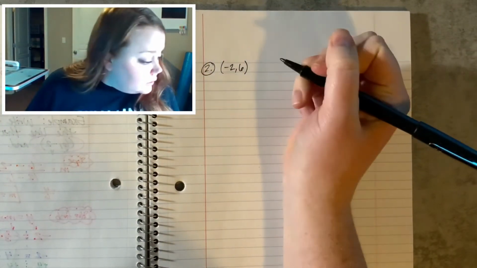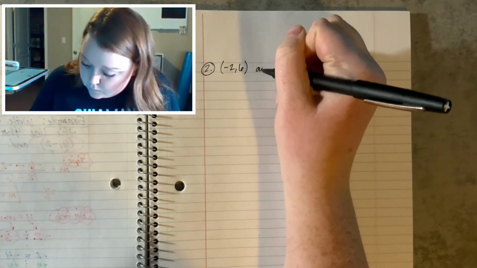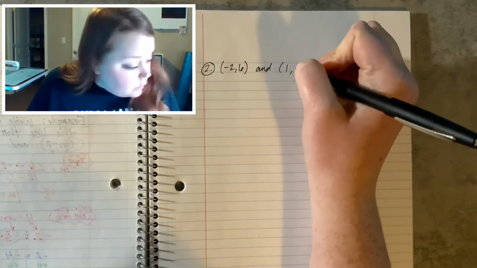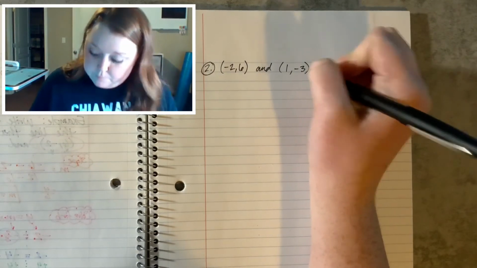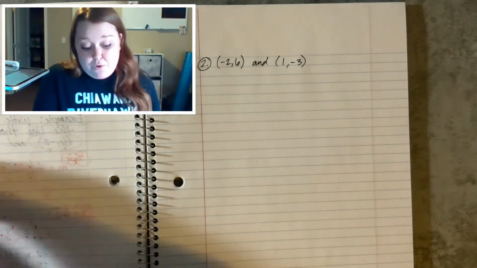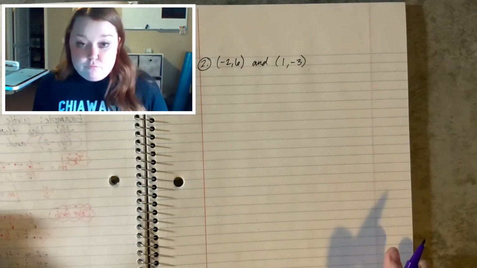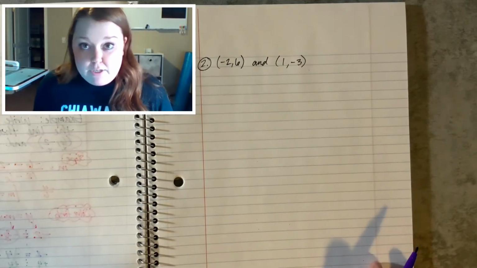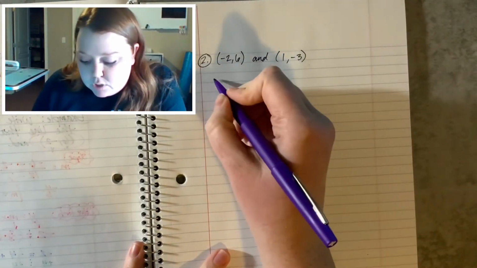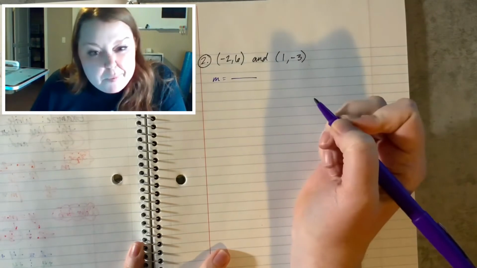-2, 6. And 1, -3. Okay. What I think would be great is for you to try and find slope on your own, pause the video, and then play it just to make sure you're good on finding slope. Because I'm just going to kind of go quick from here on out.